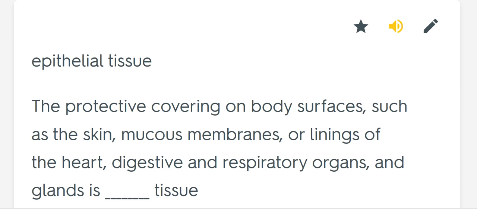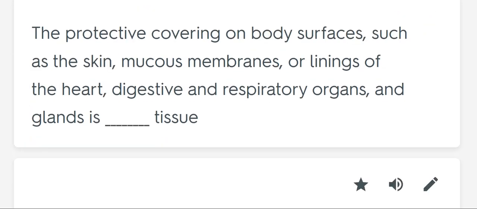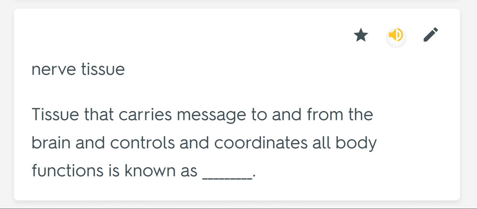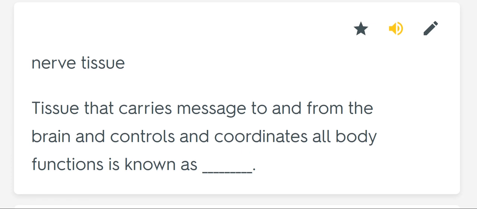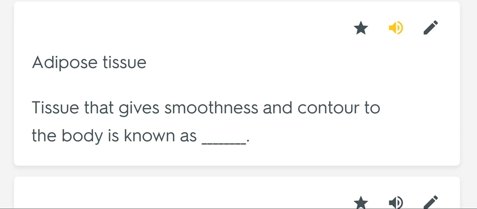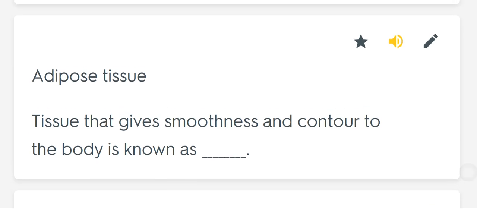Epithelial tissue. The protective covering on body surfaces such as the skin, mucous membranes, or linings of the heart, digestive and respiratory organs and glands is blank tissue. Nerve tissue. Tissue that carries messages to and from the brain and controls and coordinates all body functions is known as blank. Adipose tissue. Tissue that gives smoothness and contour to the body is known as blank.